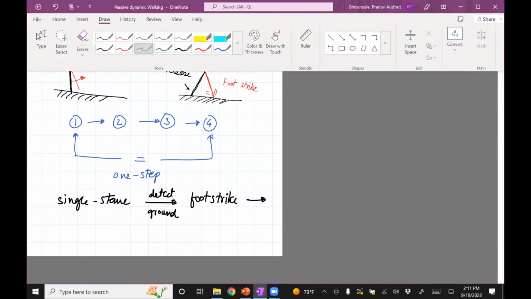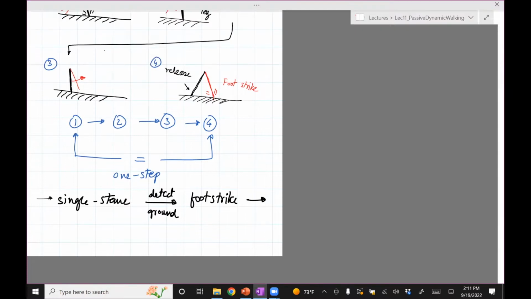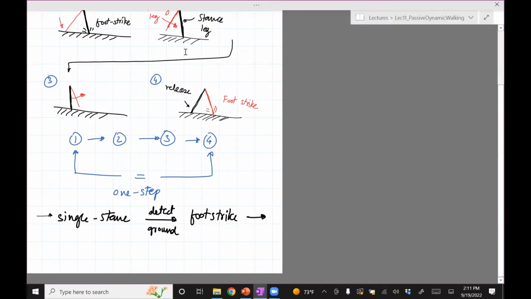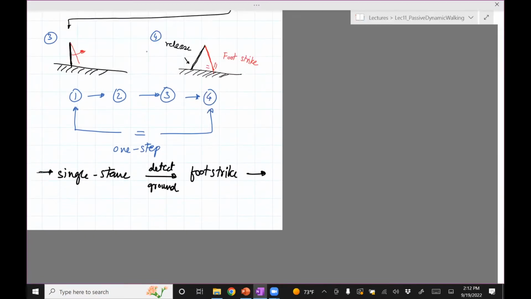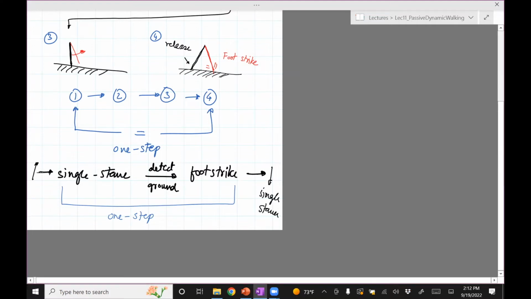So this is our one step. Okay, so clearly after foot strike, we'll also have, here we should write single stance, and here I should put foot strike. Okay, so it keeps happening, but we just want to model one step now.